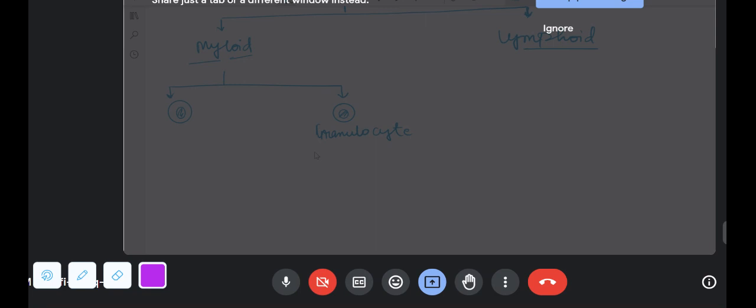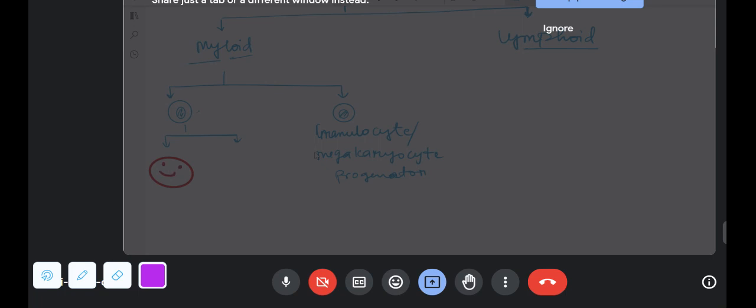Granulocyte or megakaryocyte progenitor. So this is also a progenitor cell. Okay, this is the myeloid progenitor. So this progenitor cell will give you two types of cells. One will be the RBC.